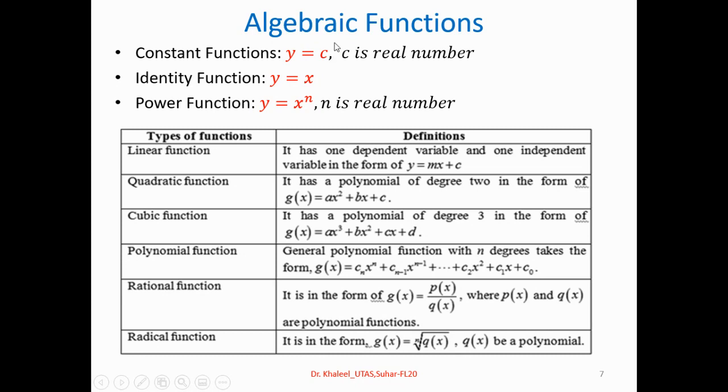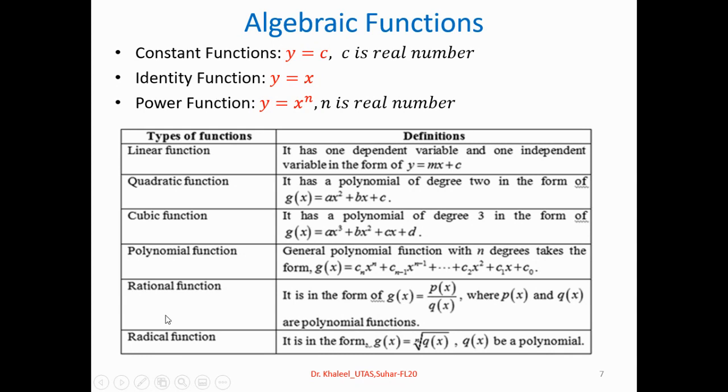So the highest power of x is 0. Therefore, a constant function is also a polynomial function with the degree 0. So these 1, 2, 3, 4, 5, 6 are all polynomial functions. Then we have rational functions. Rational function means we divide two polynomials, that is, we have a numerator and a denominator. When we divide two polynomials, we get rational functions.